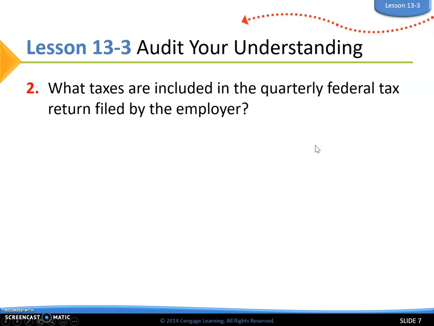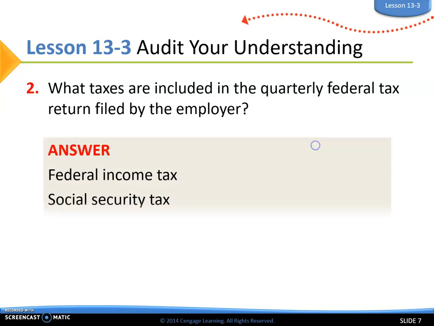Number two, what taxes are included in the quarterly federal tax return filed by the employer? The three taxes that we will see on that are our federal income tax, our social security tax, and our Medicare tax.